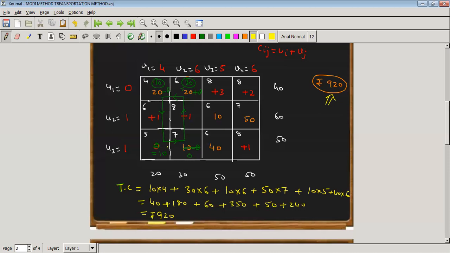You can try more examples related to the modified distribution method. What we do, we always take U1 to be 0. We have to find Ui or Vj by taking U1 equal to 0, and by taking U1 equal to 0, you can find V1, V2, V3 or U2, U3 where there are allocations in the transportation problem. So you can try more examples related to this.